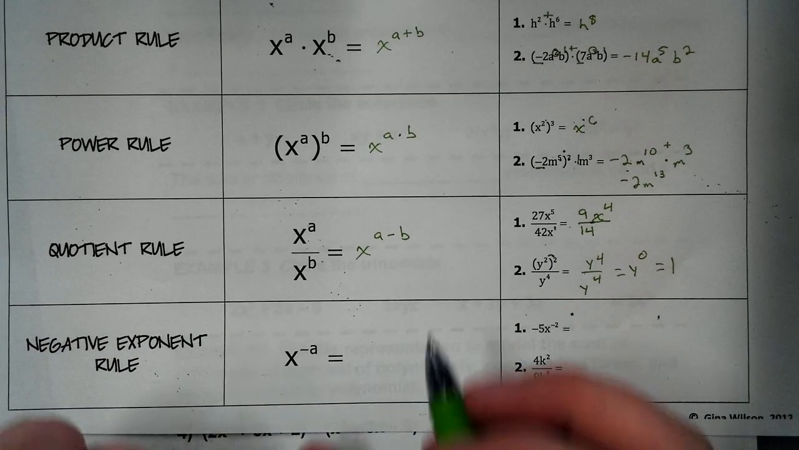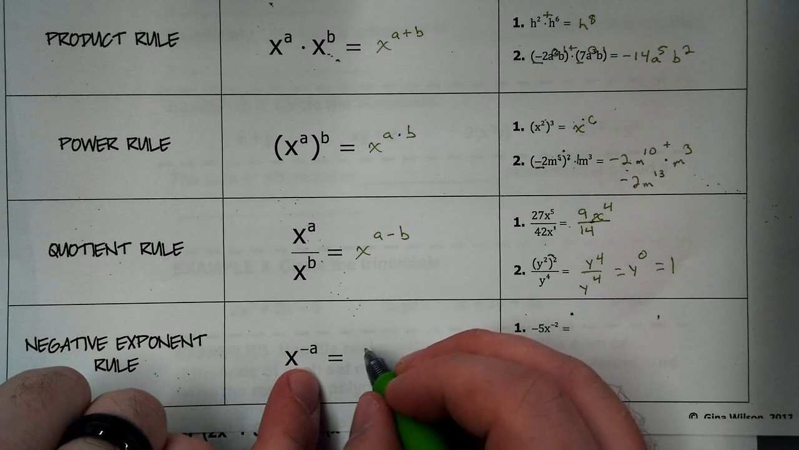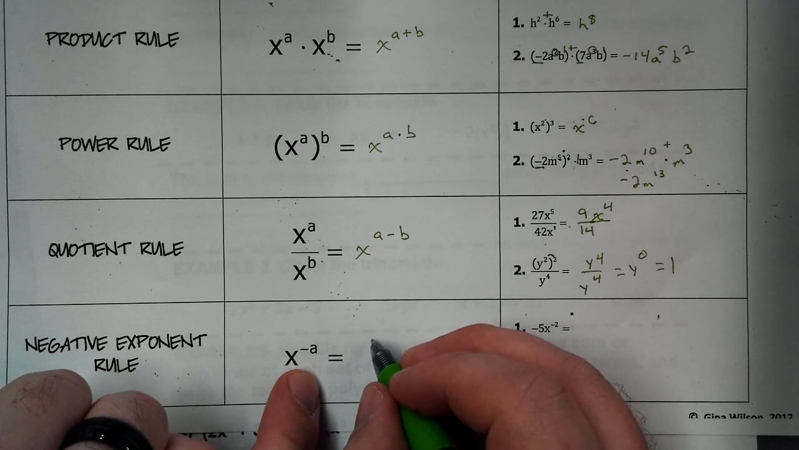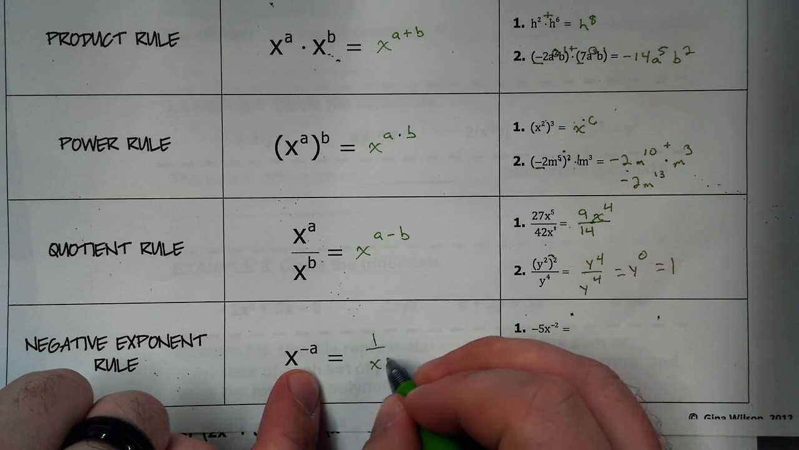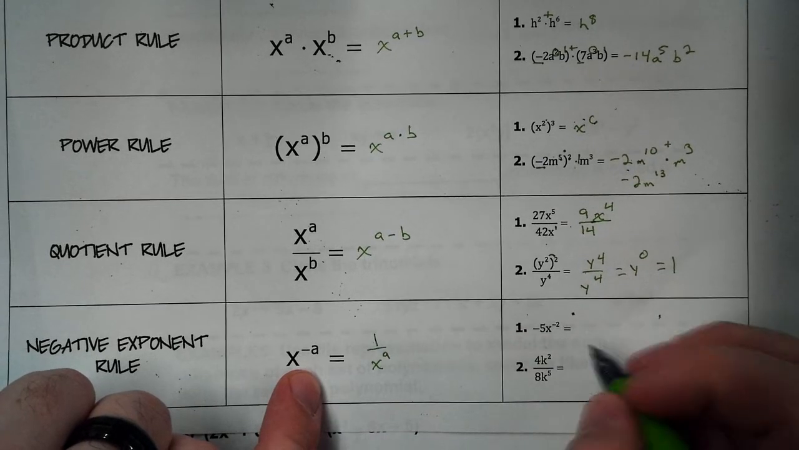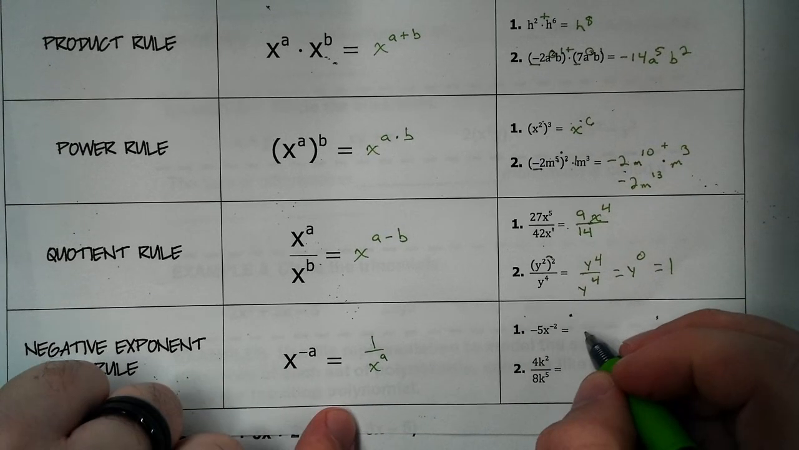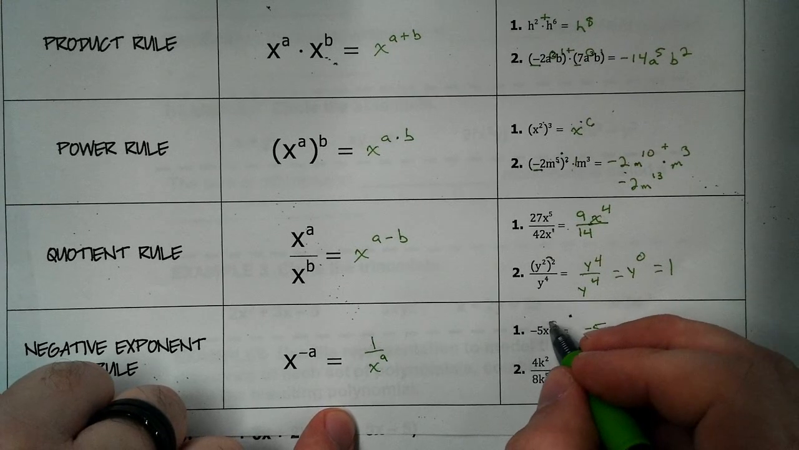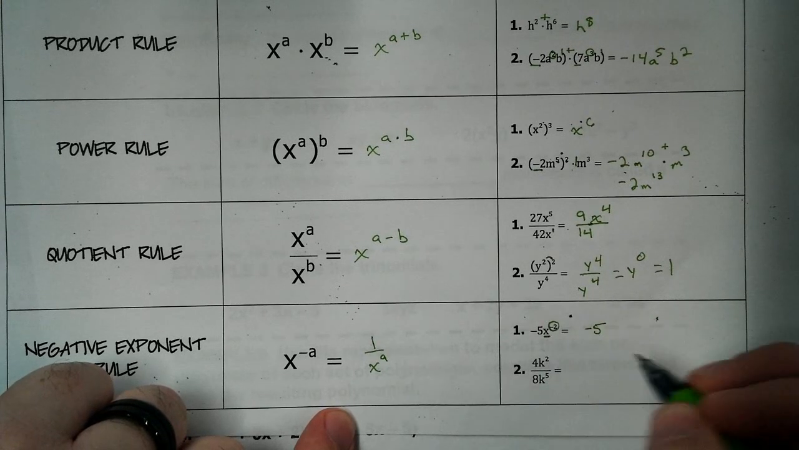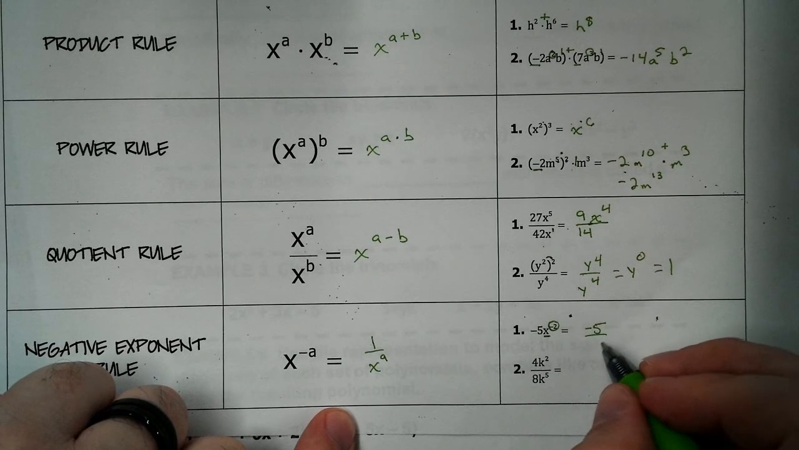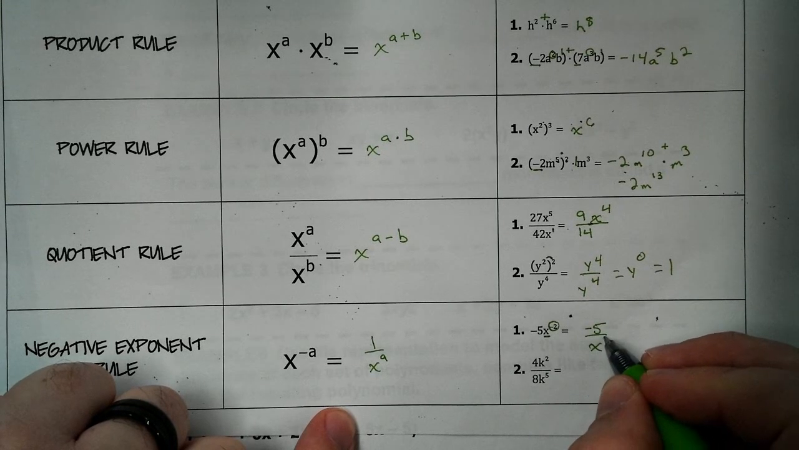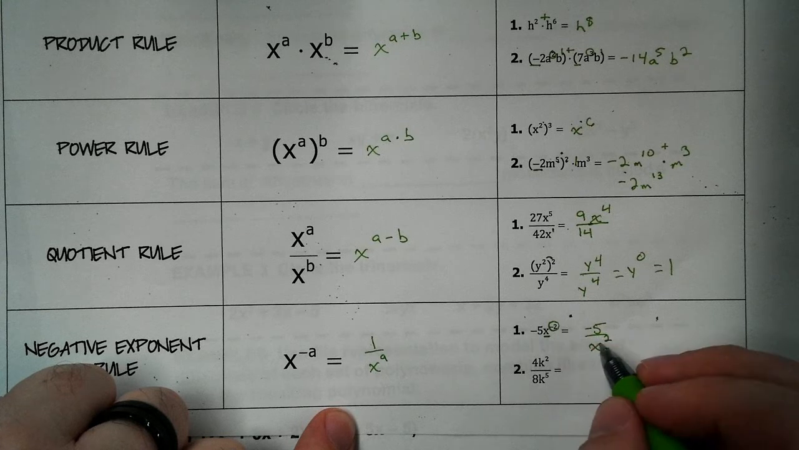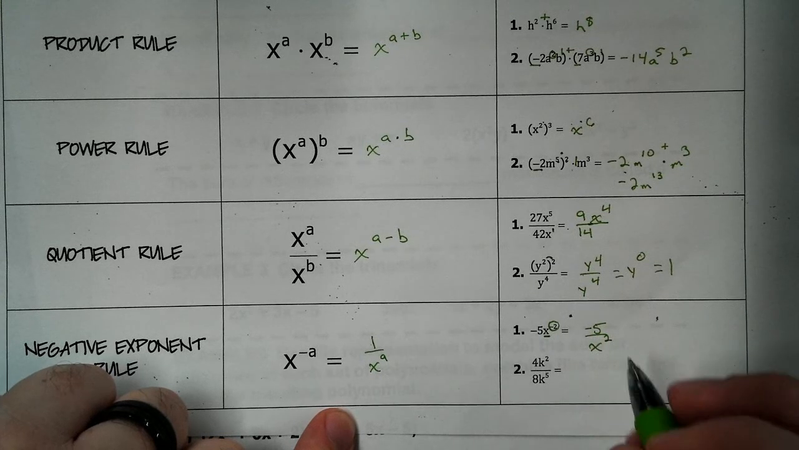Last one, negative exponent rule. If you have a negative exponent, you're going to flip the fraction, change the sign. So 1 over x to the positive a. So over here, we still have negative 5. Now, this negative 2 only goes with the x. So x is the only thing that's going to move to the bottom. X to the bottom, and when you switch it to the bottom, you change the sign.